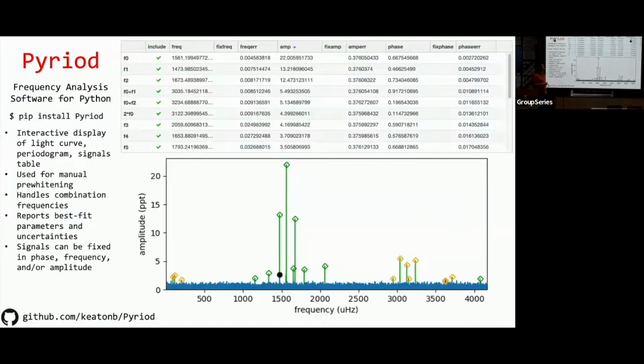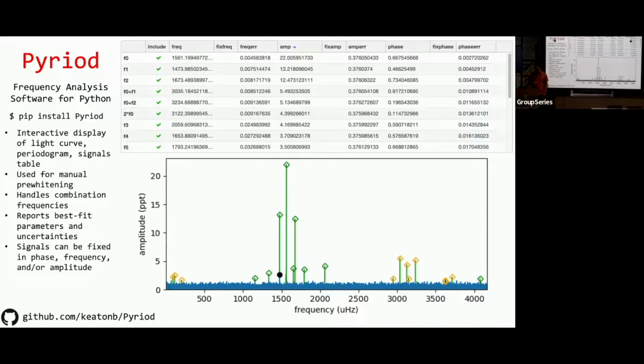PyRid then reports the measured frequencies, amplitudes, and phases with uncertainties, showing which ones are combination frequencies. And you could fix any of these if you knew from external data what these values were. And it's really kind of a generic signal fitting code for time series data with coherent signals that are present. And you can check that out on GitHub if that sounds useful to you.